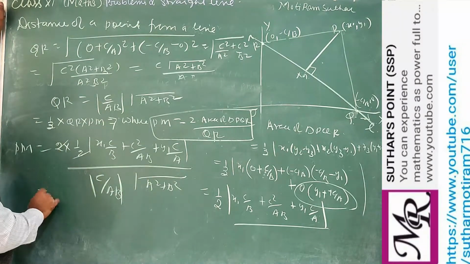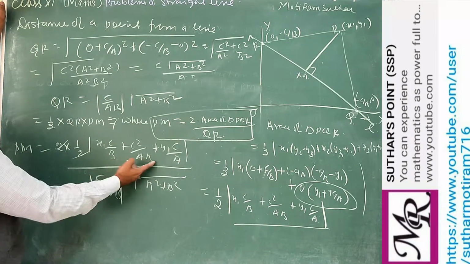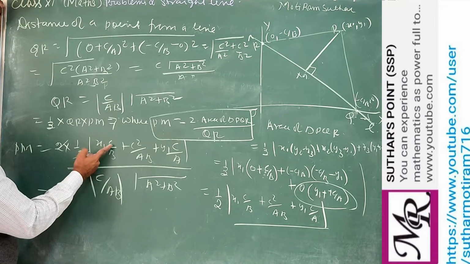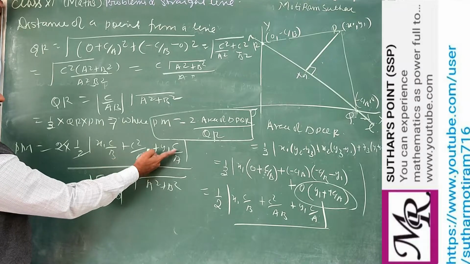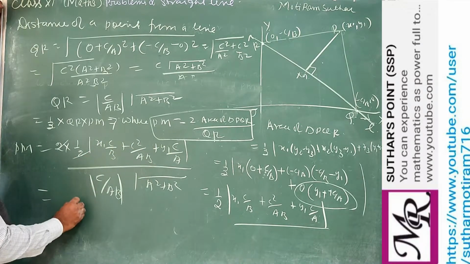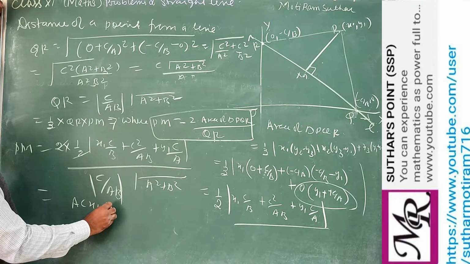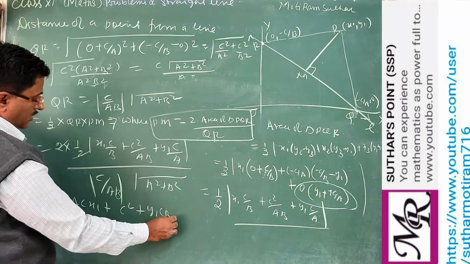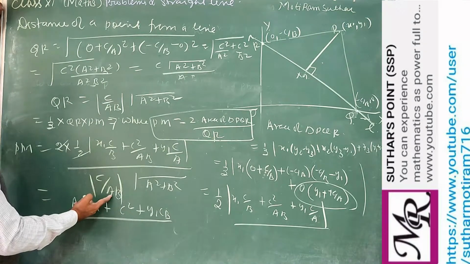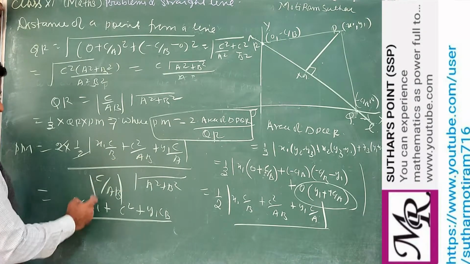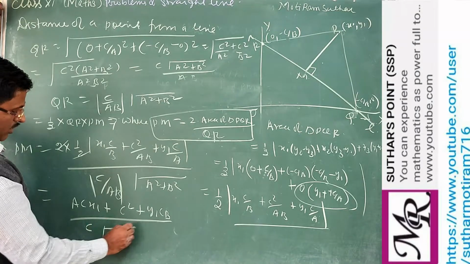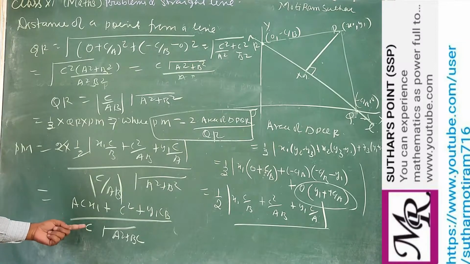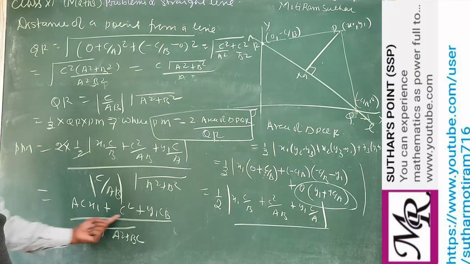So 2 divided by 2, and here take the LCM, which will be ab. So this is multiplied by a and this by b. So we get a c x1 plus c square plus y1 c b. Now this ab LCM and this ab will cancel out. So we only get c root of a square plus b square. Now one more thing, you take c common from the numerator.